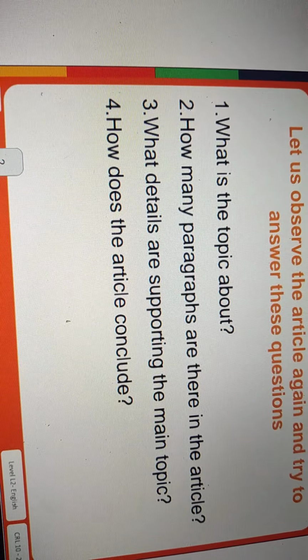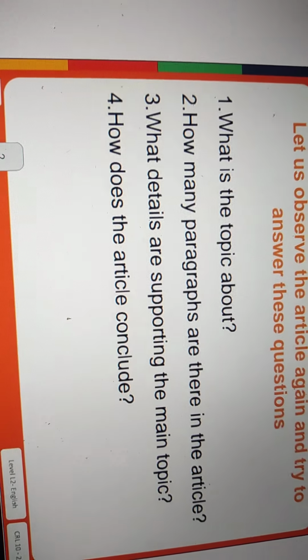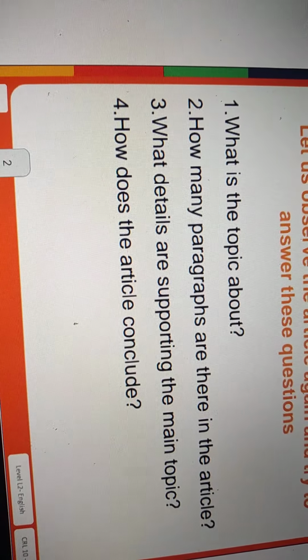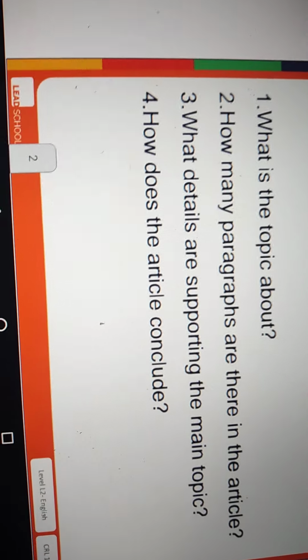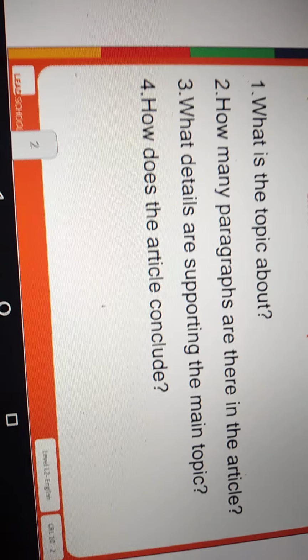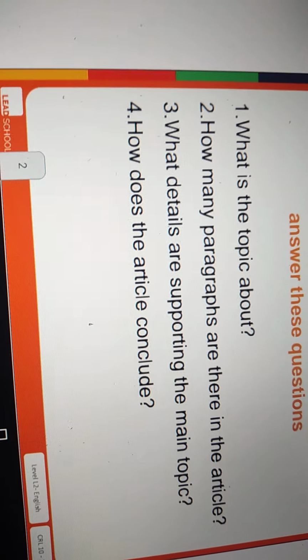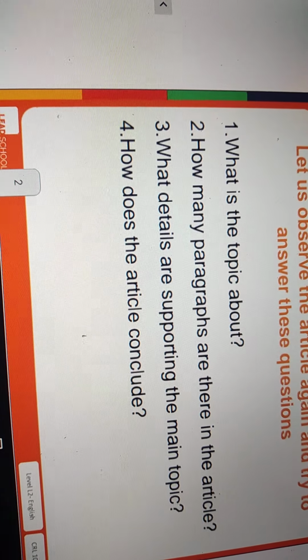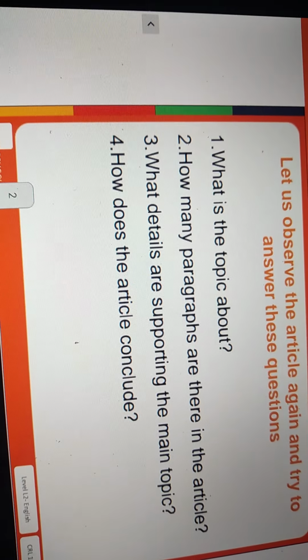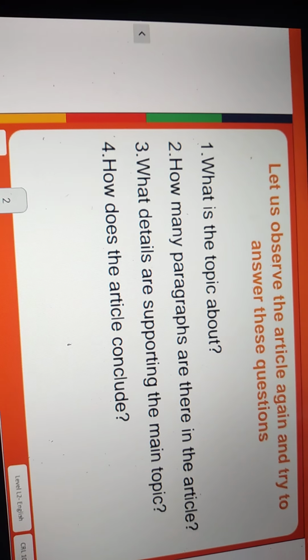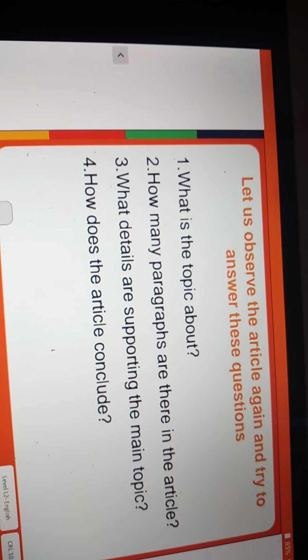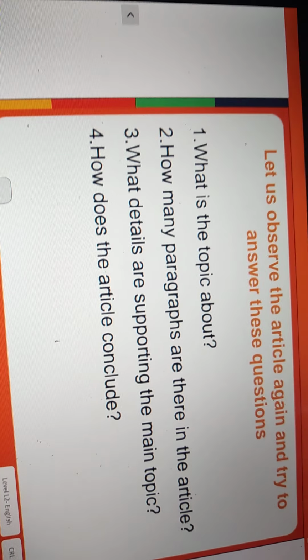What details are supporting the main idea? The main idea is air pollution. So what kind of detail is supporting? Yes, how it causes air pollution, all the details support the main idea. How does the article conclude? Finally, it concluded by telling all the reasons for air pollution.